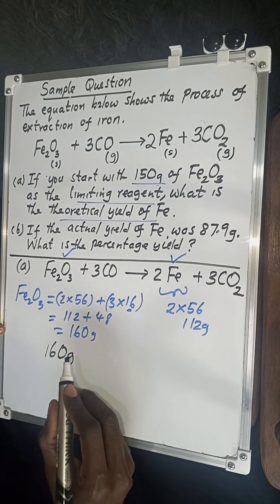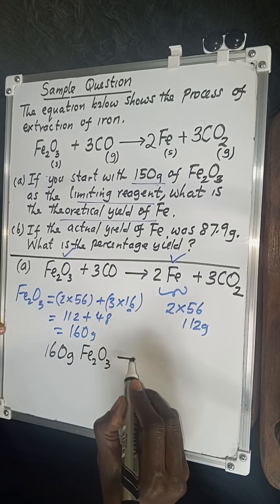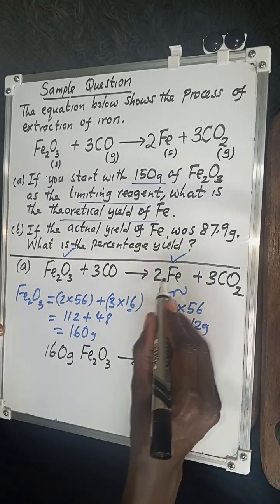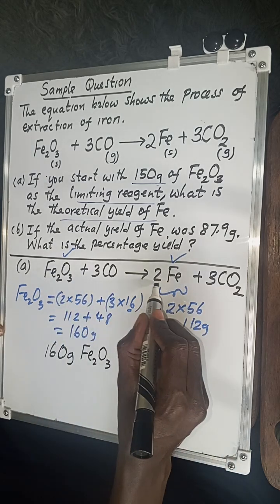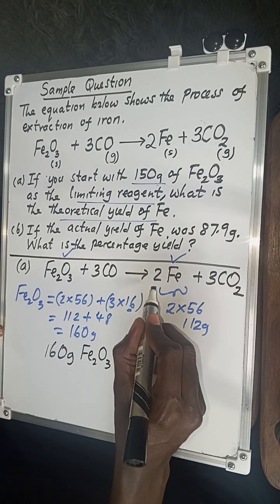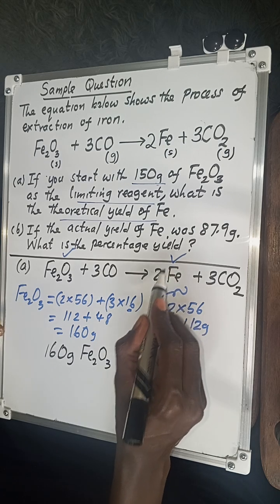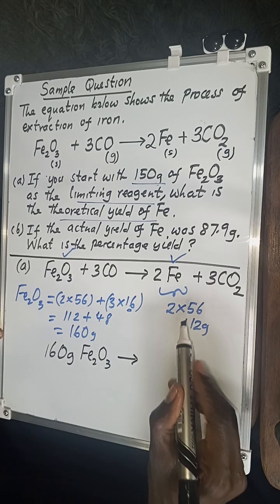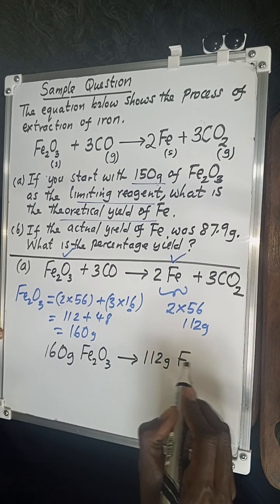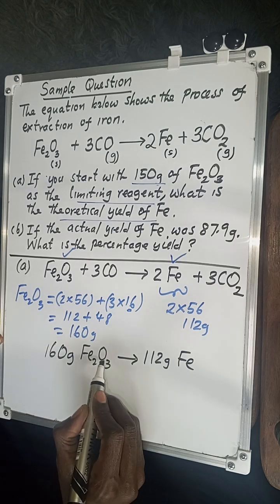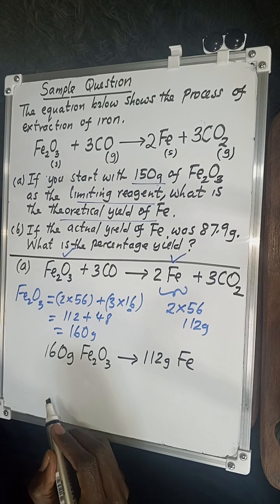So from the balanced chemical equation, 160 grams of iron(III) oxide produces what mass of iron? Please, when you are calculating masses in a balanced chemical equation, even the numbers in front count. Unless you are just calculating the mass, we only use the formula, not the numbers in front. So 160 grams of iron(III) oxide produces 112 grams of iron according to the balanced chemical equation.